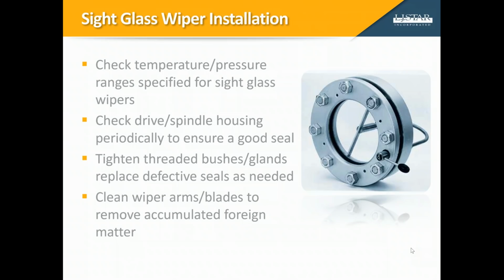Sight glass wipers are often used to clean process media from the inner surface of a sight glass. If a wiper is used, check the assembly is correctly installed and that it's only being used within the temperature and pressure ranges specified. Check the drive housing periodically to ensure a good seal. If necessary, tighten the threaded bushings, replace any defective seals, and clean the wiper arms and blades to remove accumulated foreign matter.